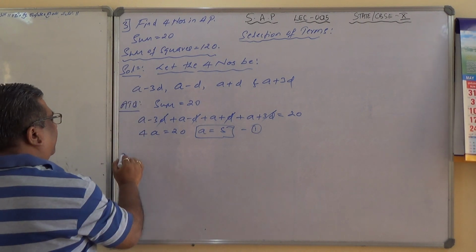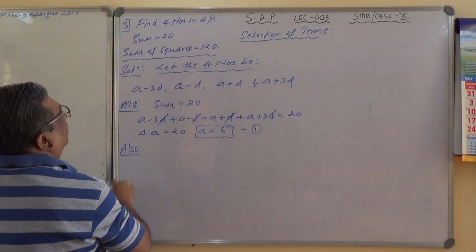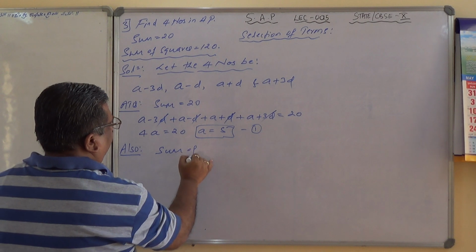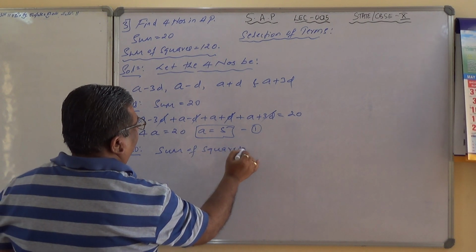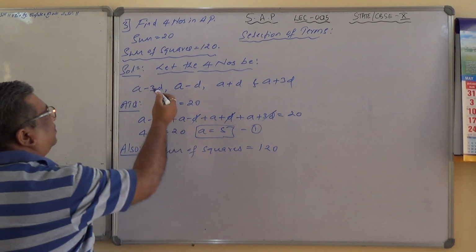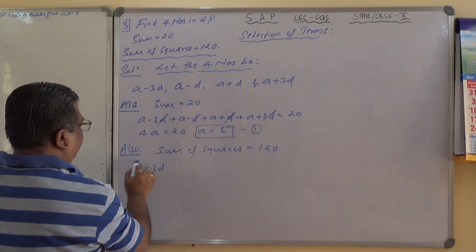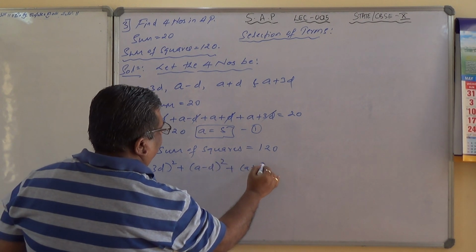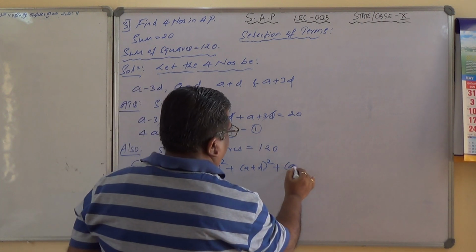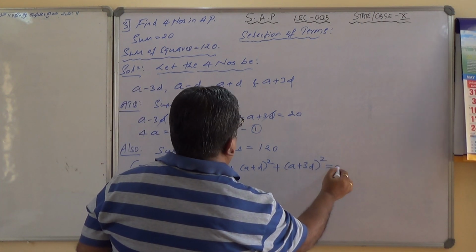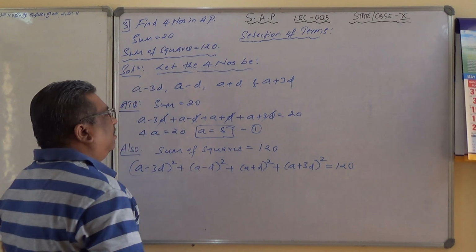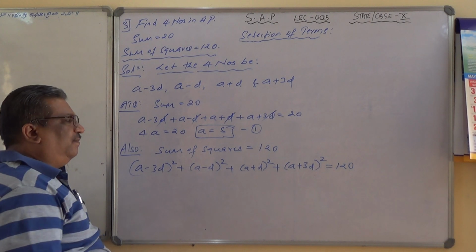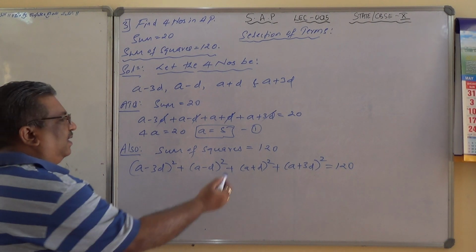Mark it 1. Also given to you is the sum of squares equal to 120. Squares means a minus 3d the whole square plus a minus d the whole square and so on equals 120. Already you know the value of a is 5. You can put 5 everywhere, but let me try to expand it and then finally conclude here.